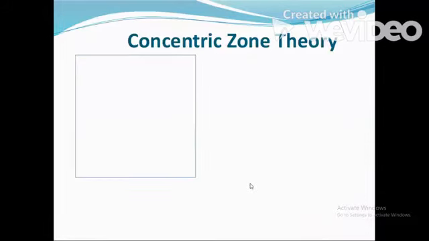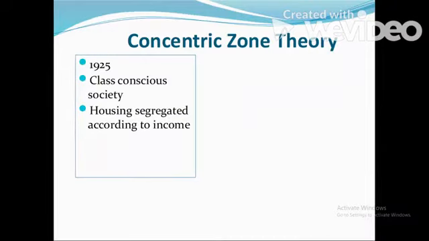So if we say in brief about concentric zone theory, it was propounded in 1925. Class conscious society. Class conscious society about what? Not the caste system, but class, and this class conscious society was segregated through income. We have lack of transport infrastructure over here.